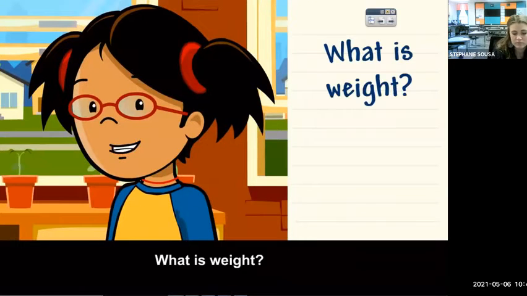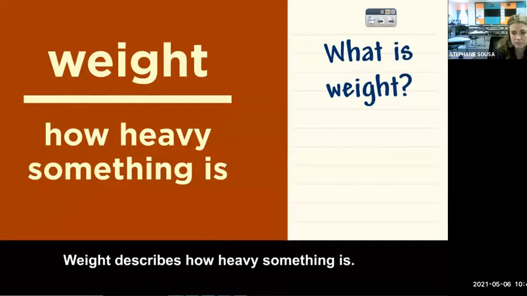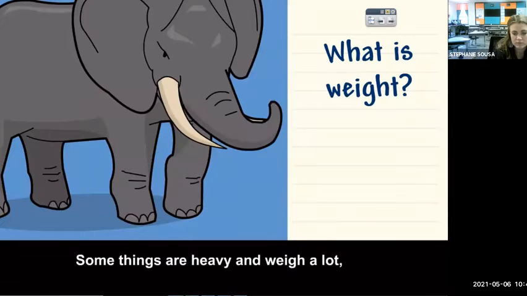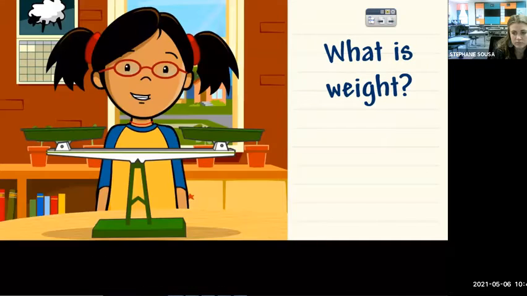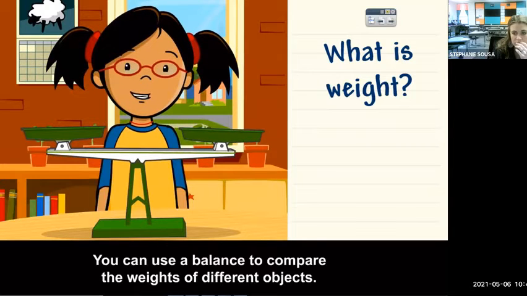What is weight? Weight describes how heavy something is. Some things are heavy and weigh a lot, while other things are lighter and weigh less. You can use a balance to compare the weights of different objects.